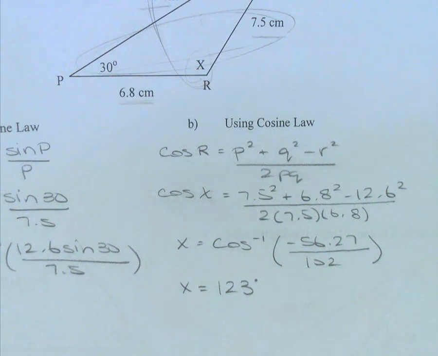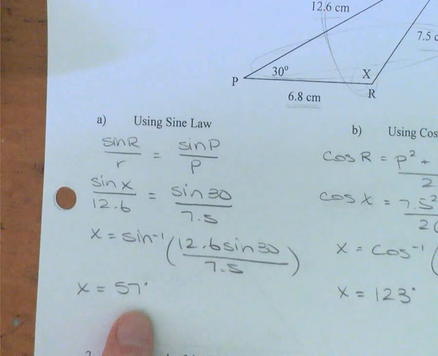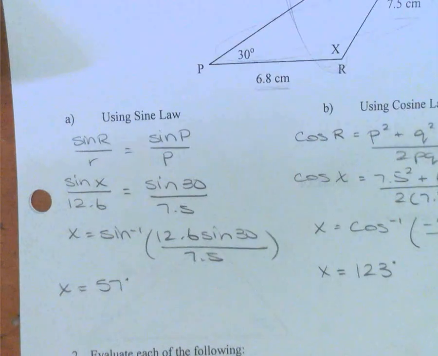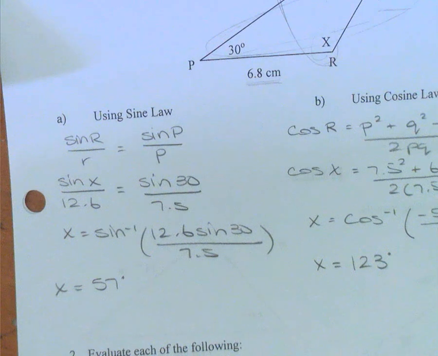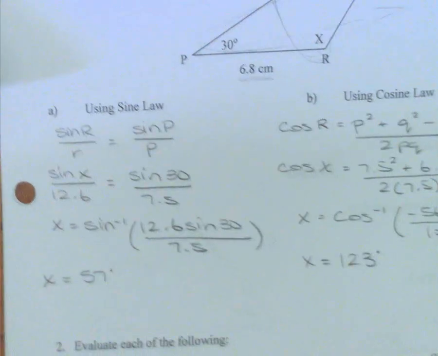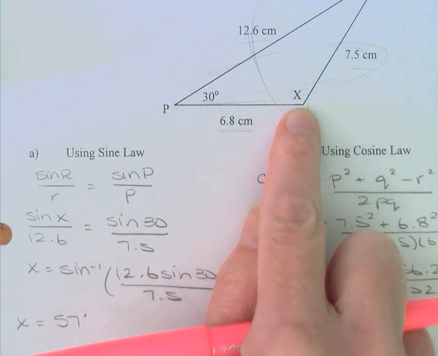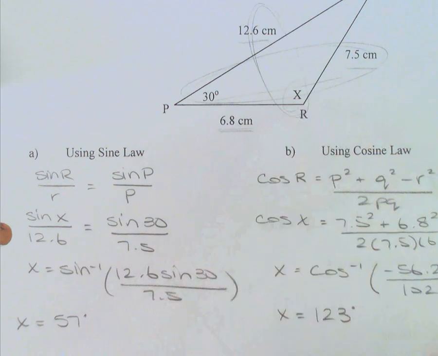So I'm solving for the same angle, and in one instance I get 123 for the value of angle r, which is x. And in the other case I got 57. So one thing we need to be aware of with the sine law is it lies. Doesn't always lie, but it does lie. If we look at the diagram, we can see that clearly this angle is obtuse. So I know that the cosine law gave me the right answer. I know that the sine law lied to me.